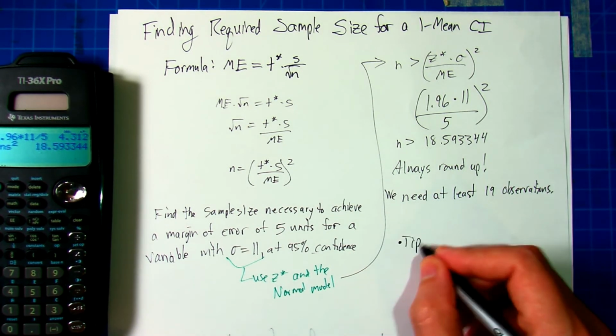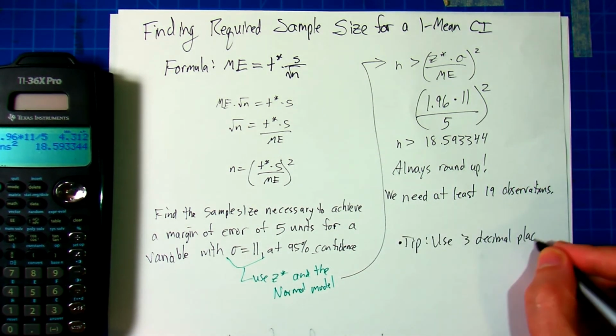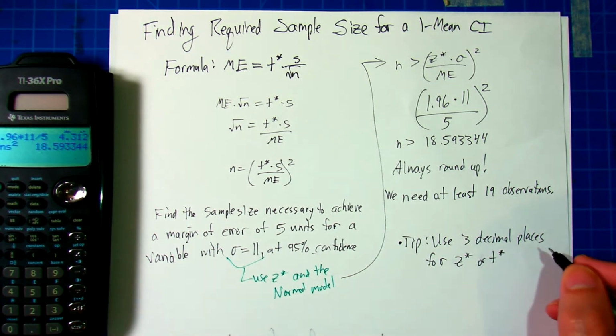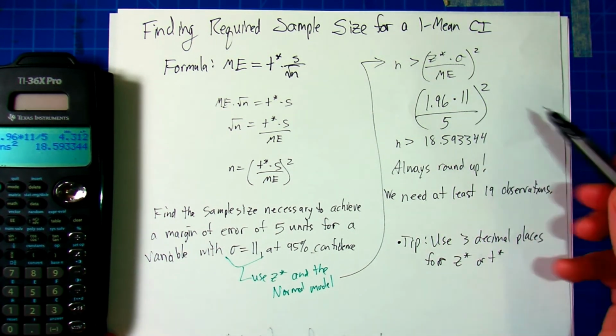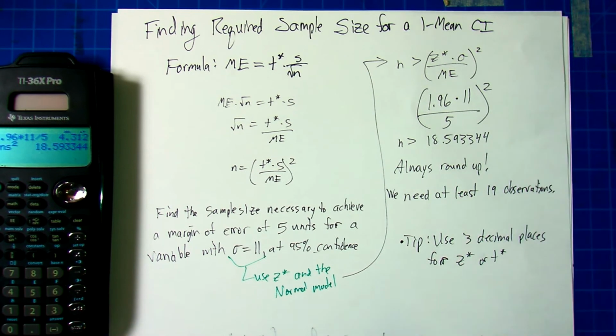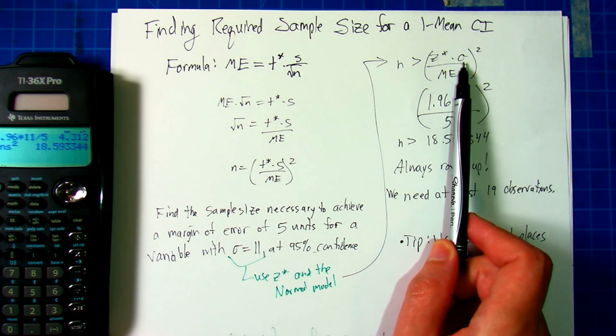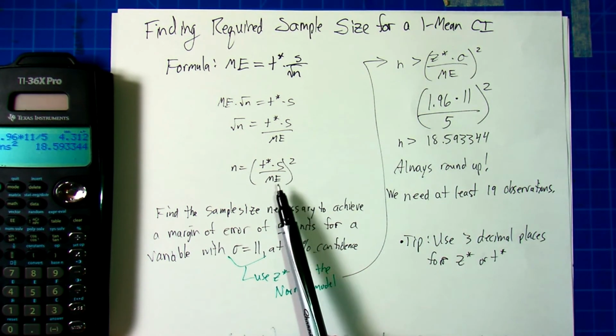So another tip that would be useful is to always use exactly 3 decimal places for z star or t star. In this case, I used 1.96, but it is actually 1.960, so I just didn't write the last one. But that's pretty much it. Put the numbers you're given into this formula if they give you sigma, this formula if they don't.